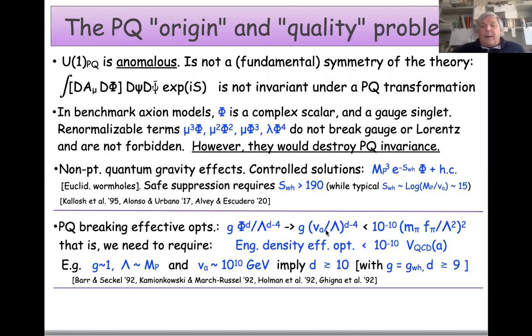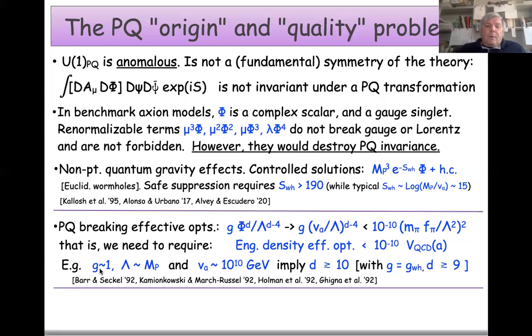We have to require that the energy density of the effective operator, which is this, must be less than 10 to the minus 10 the energy density of the QCD potential. That is the condition to ensure that QCD will dominate the choice of the vacuum value of the Axion, or of the dynamical theta.